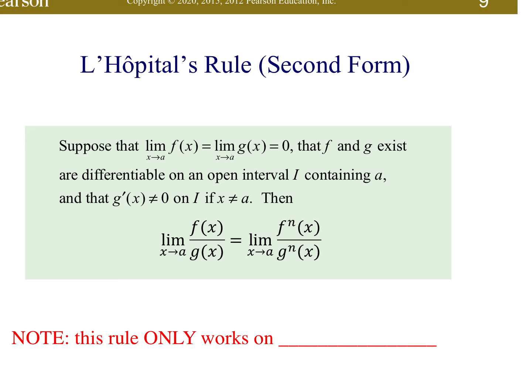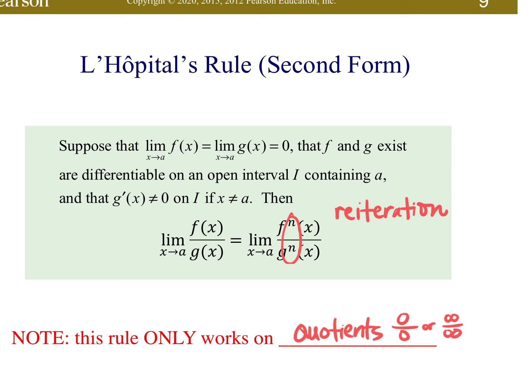At some point, you will run out. Okay? So you can do this n number of times. You're allowed an unlimited number of times. Okay? This is called a reiteration. That just means you repeat the process until you don't get indeterminate anymore. But again, note, this only works on quotients. And it has to work on 0 over 0 or infinity over infinity. Those are the only two.